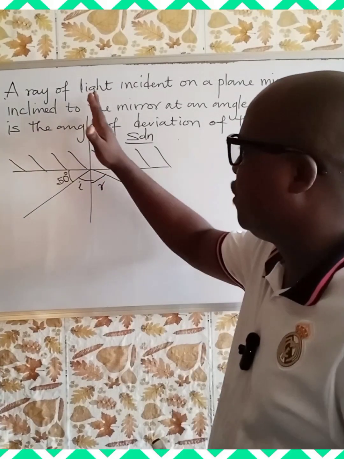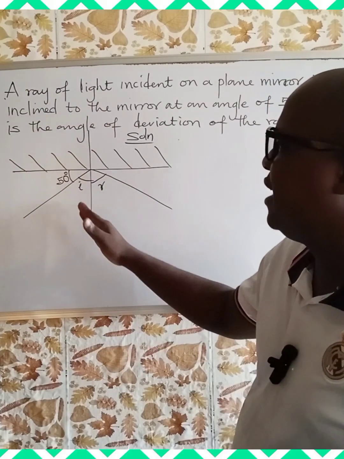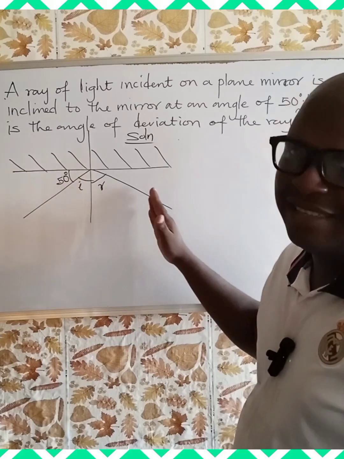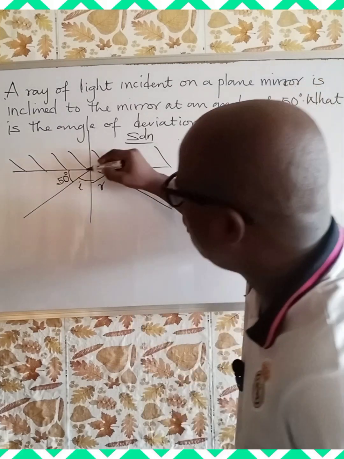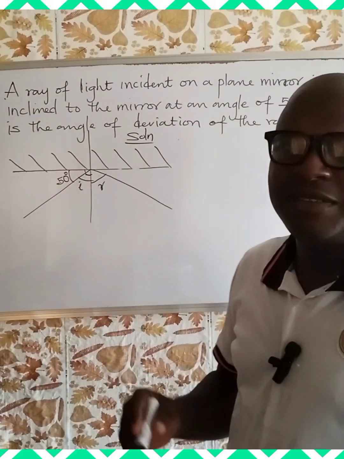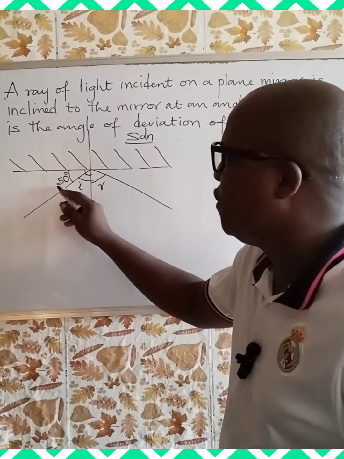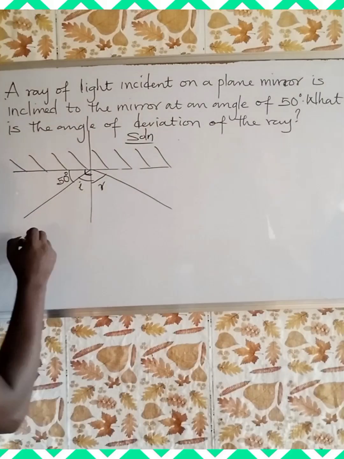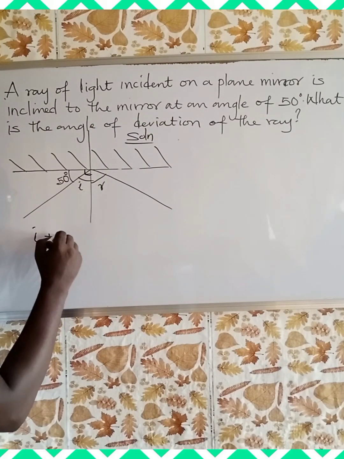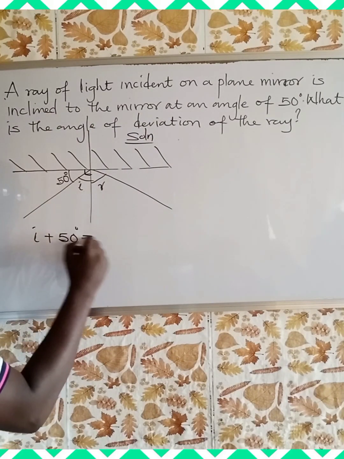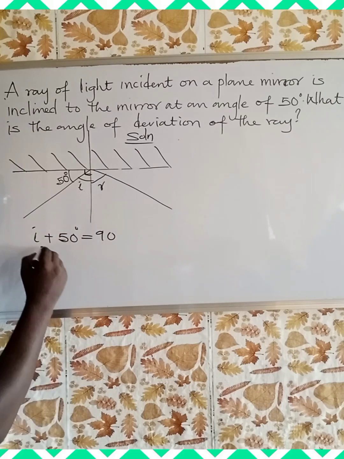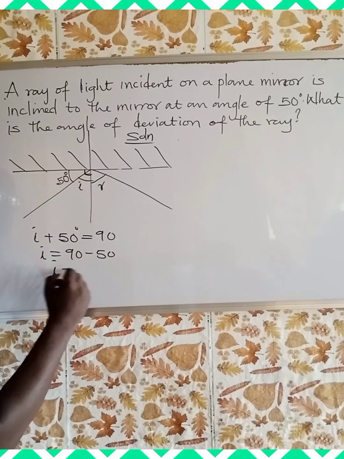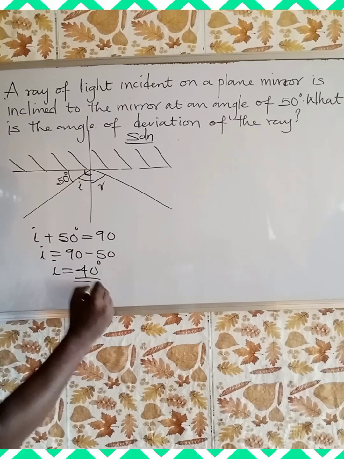There is something we need to understand about this mirror. You can see that we have the normal here. The normal divides the angle of the mirror into this side 90 degrees and this side also 90 degrees. That means I am going to have here 90 degrees. That is, I plus 50 will be equal to 90 degrees. So I, the angle of incidence, plus 50 will be equal to 90. So your I will be 90 minus 50. So the angle of incidence will be equal to 40.